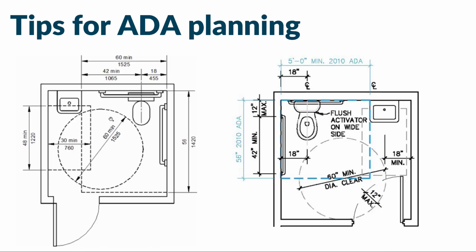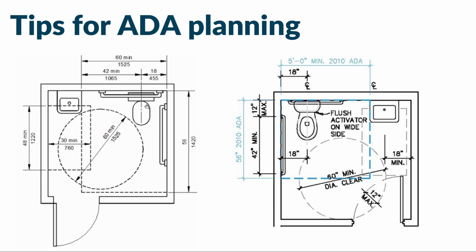A few more drawings, illustrating the same basic idea. So looking at coming in this bathroom, we have our 60-inch turning radius. And then, very importantly, in front of the sink we also have the 30 by 48 minimum clear floor space for the wheelchair to fit.